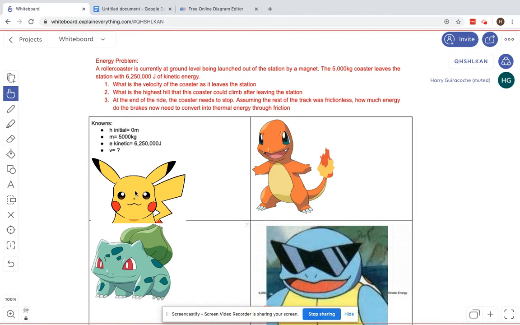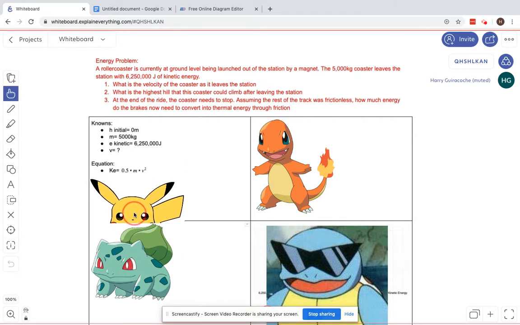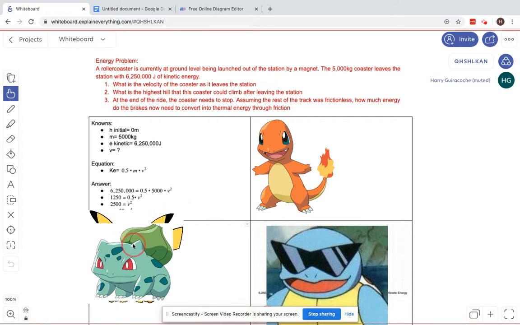If you use your equation sheet, we are trying to find velocity, and using all these knowns, we come up with the proper equation of kinetic energy equals 1/2 mv squared. Now it's just an algebraic substitution problem. You replace the mass and the kinetic energy to leave you with v squared. Once you isolate it, you should get the answer of velocity equals 50 meters per second.